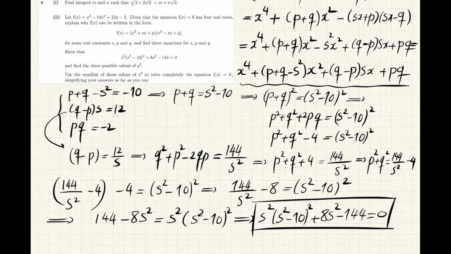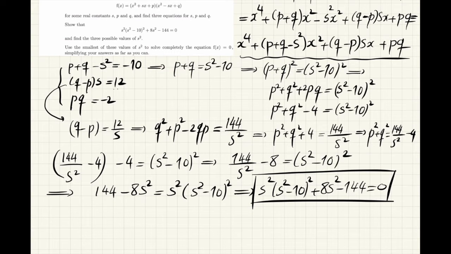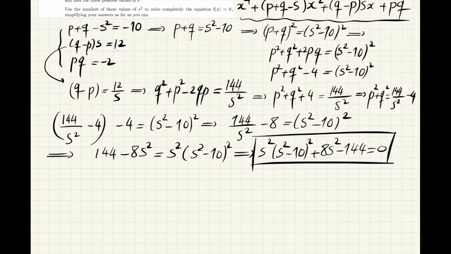And now we're supposed to find 3 possible values for s squared. So suppose I want to find s squared, so let me give it a name. Let s squared be denoted, for example, by capital T. Then this equation reads that it becomes (t minus 10) to the 2 plus 8t minus 144 equals to 0. So I'm supposed to solve this equation.